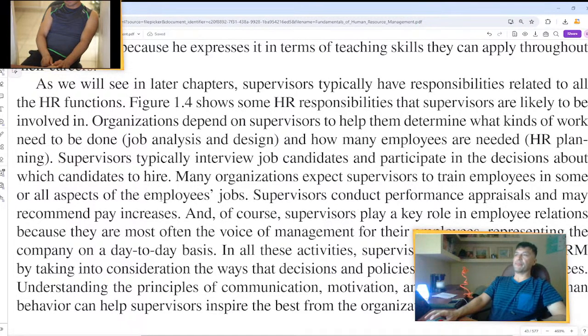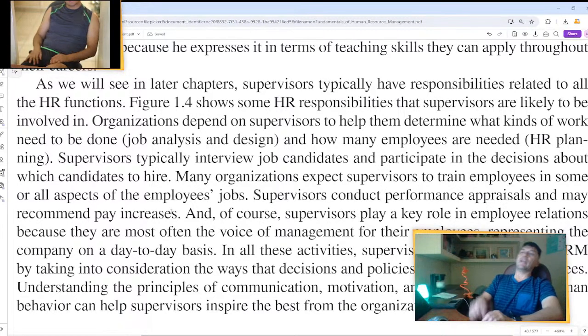Supervisors can do performance appraisals and may recommend pay increases. They're more direct, but they might punish you. "Hey, you're underperforming, go sign a paper in human resources." Sign your paper. And then they send bad people to human resources.